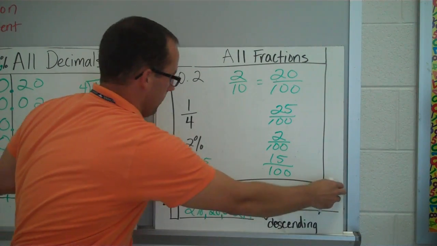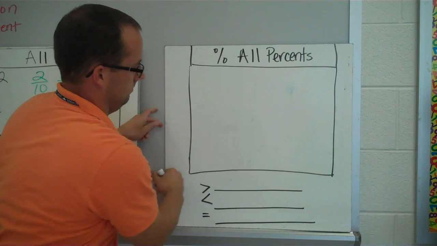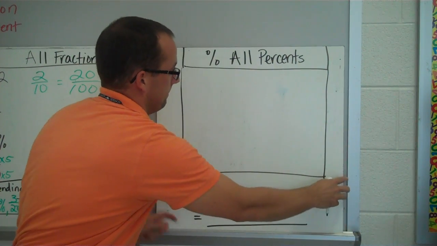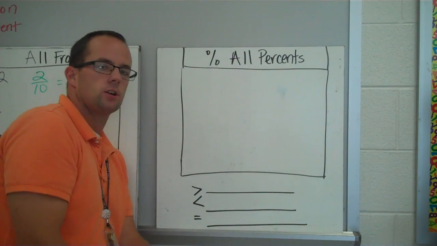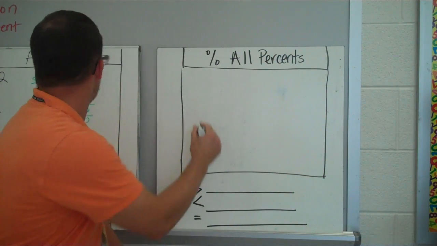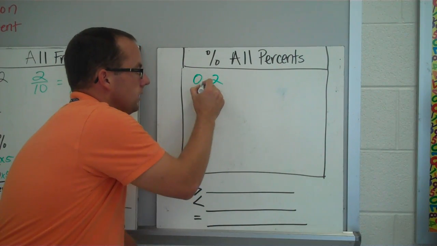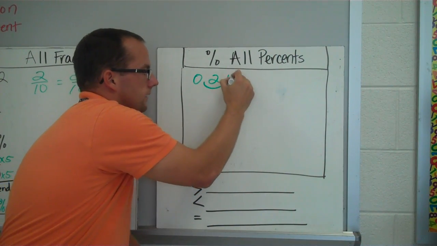Alright, there's one more way to do it. Whoa! My boards are falling down on me. Alright, maybe you want to turn them into all percents. Okay, and that's alright too. So let's go ahead and start with 0.2. We know that that was, boom, boom, 20%.